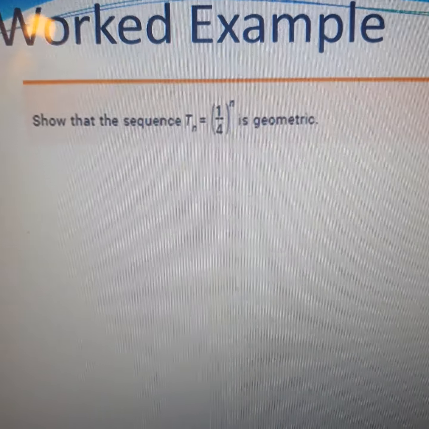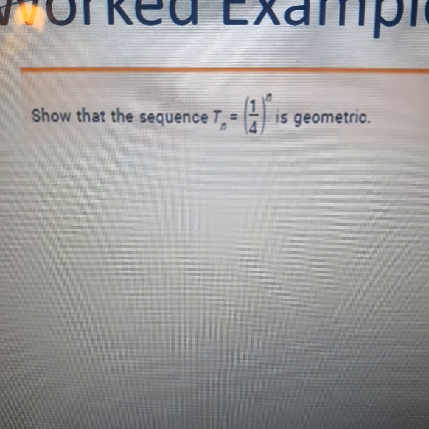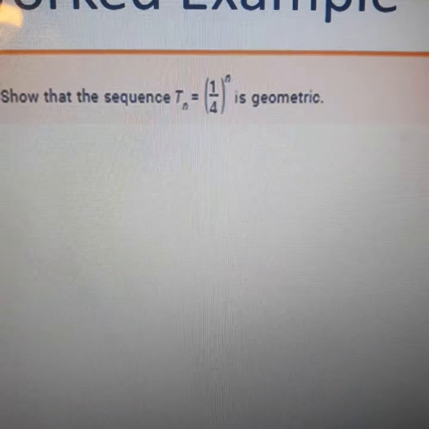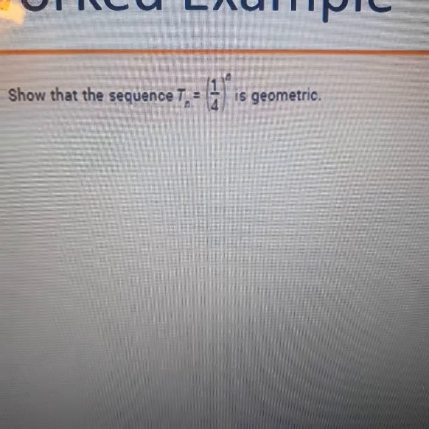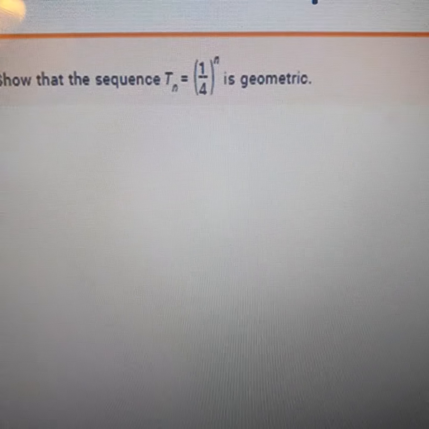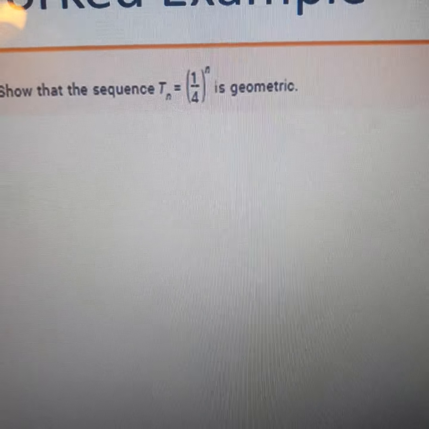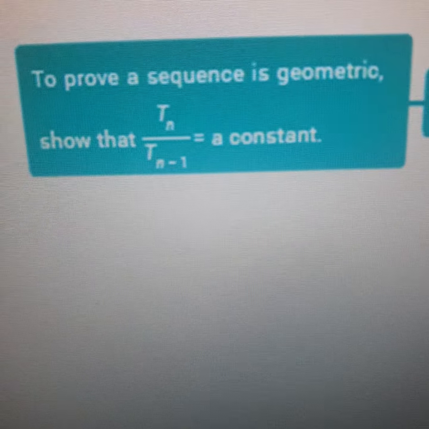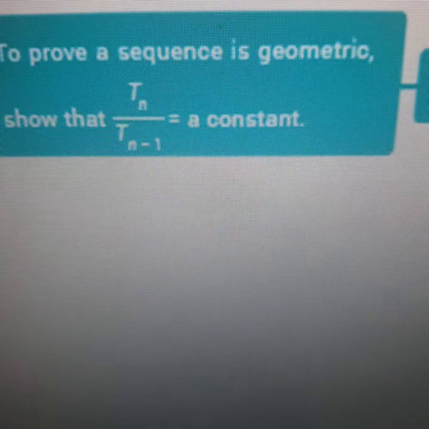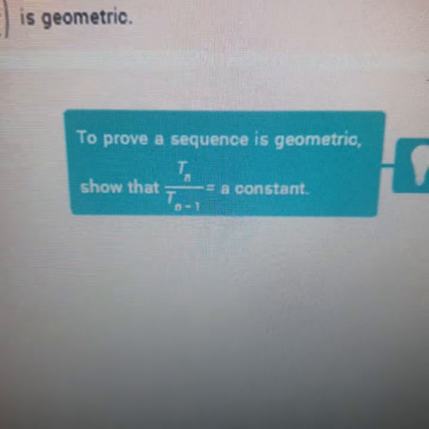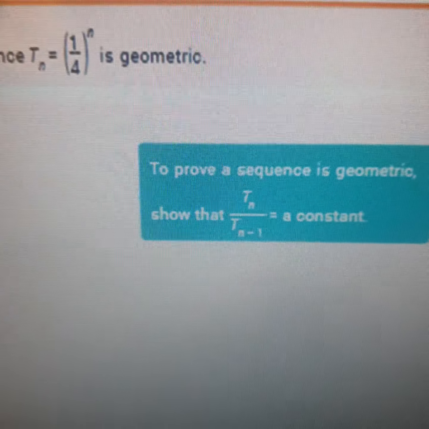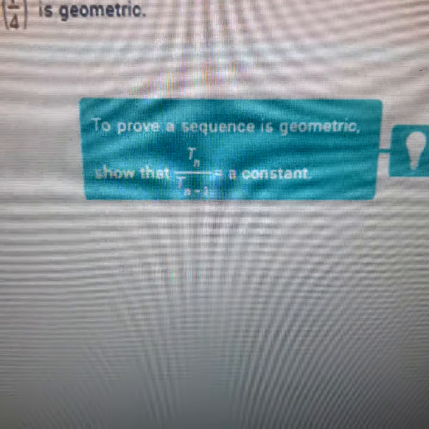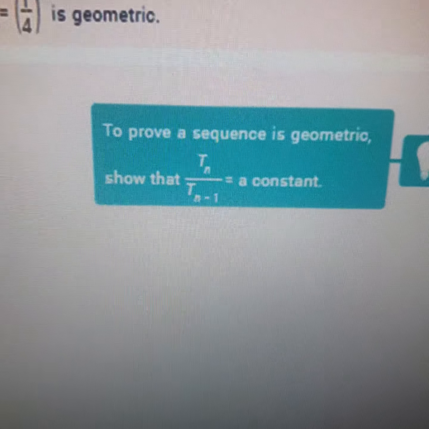Okay, another example then. So these examples, the ones that are in orange, are taken from your textbook. So you can take them down as examples, or you can just look at them in your books. So show that the sequence Tn is equal to 1/4, all in brackets, to the power of n is geometric. Okay, so the important thing to remember here is this, okay? Like where you want to show that a sequence is arithmetic, we would be saying T2 minus T1 is equal to T3 minus T2.